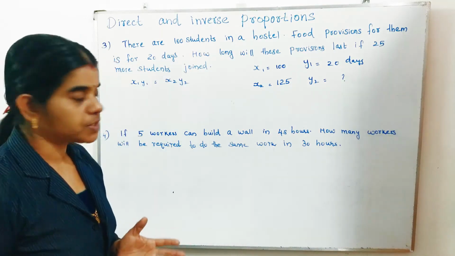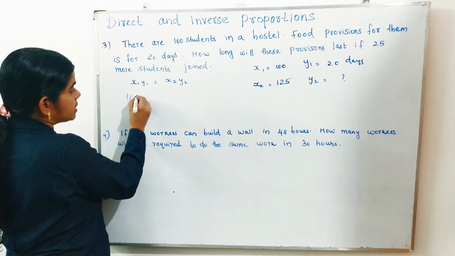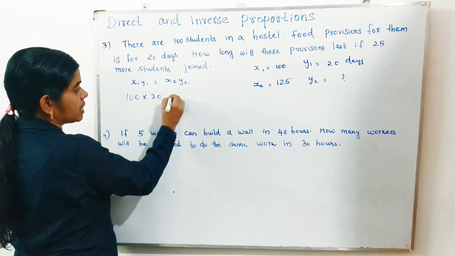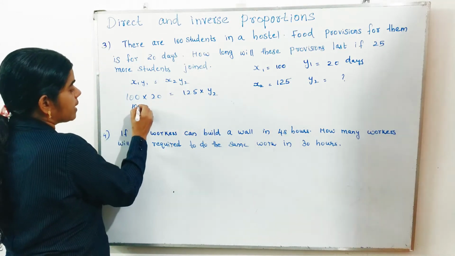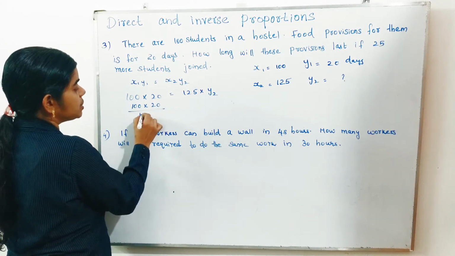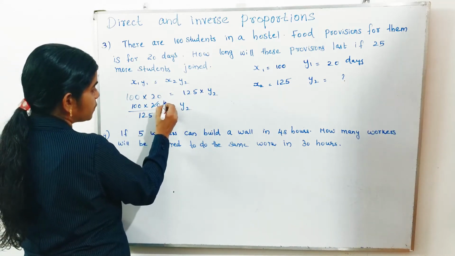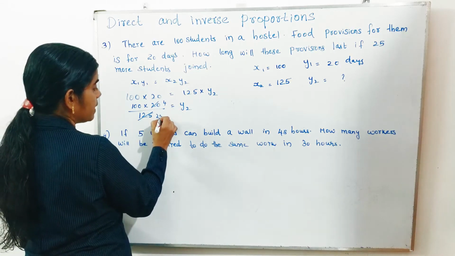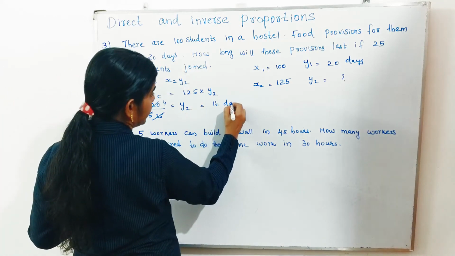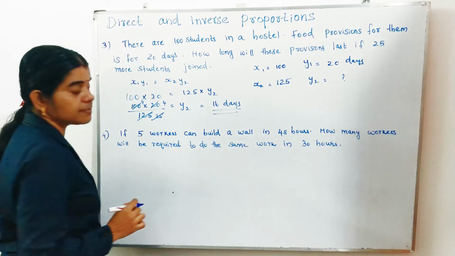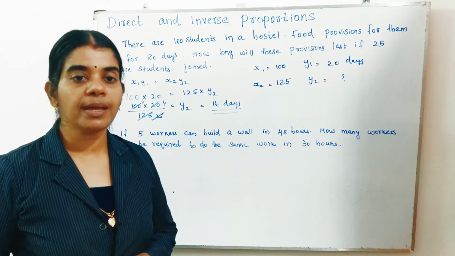Then this is in inverse proportion. So our formula will be x1 y1 is equal to x2 y2. Then 100 into 20 is equal to 125 into y2. That y2 you want to find out. Then 100 into 20 by 125 is equal to y2. We can cut this by 5, 4 you got. This will be 25. 25 how many times in 100? 4 times. Then 4 into 4, 16 days. For 125 students, the food provision is only for 16 days. If only 100 students, that will be for 20 days.